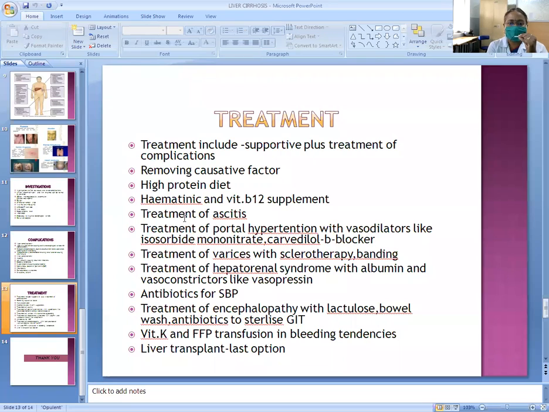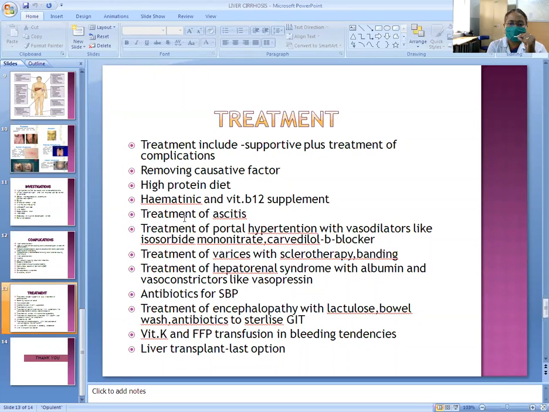Then vasoconstrictors like vasopressin. So treatment of hepatorenal syndrome mainly includes albumin and vasoconstrictors like vasopressin, which raise the blood pressure and improve the blood flow to the kidney. So, albumin and vasopressin. Then antibiotics if there is spontaneous bacterial peritonitis.